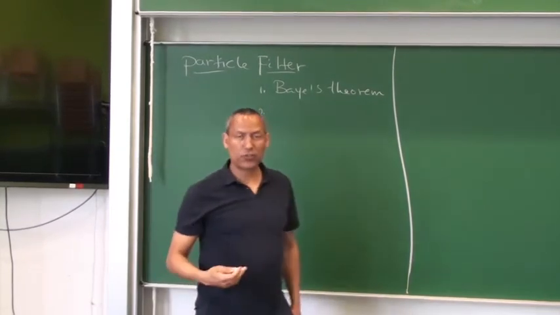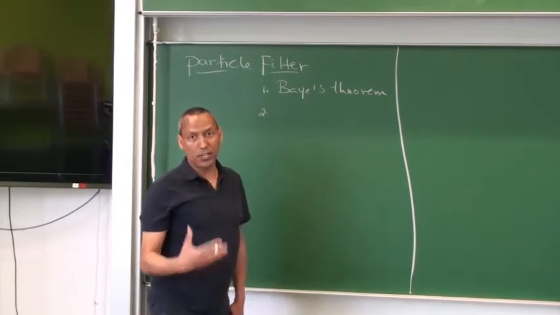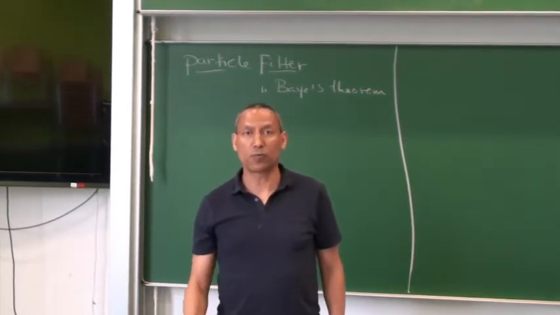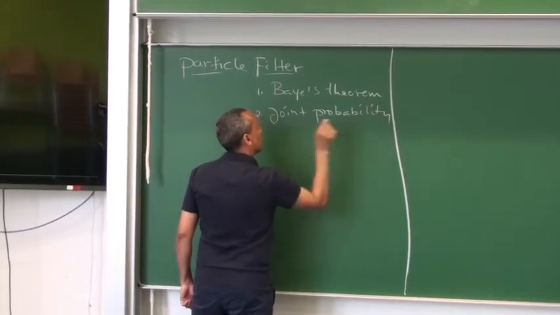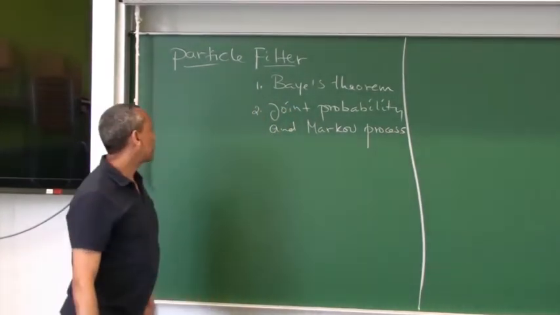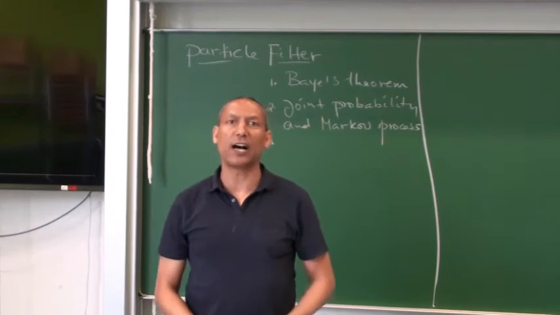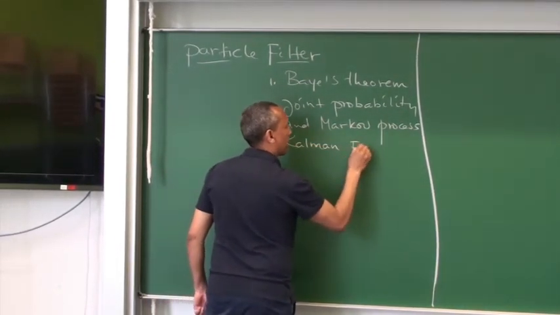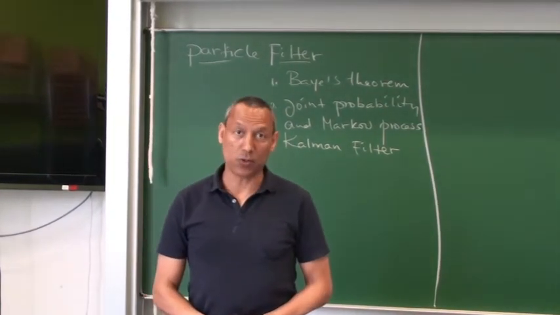Then we will discuss joint probability density function and Markov process, because particle filter is heavily involved in manipulating joint probability density functions. Then we will summarize Kalman filter, because Kalman filter serves as a springboard to discuss particle filter. Once we have these three in place, we are ready to discuss particle filter.